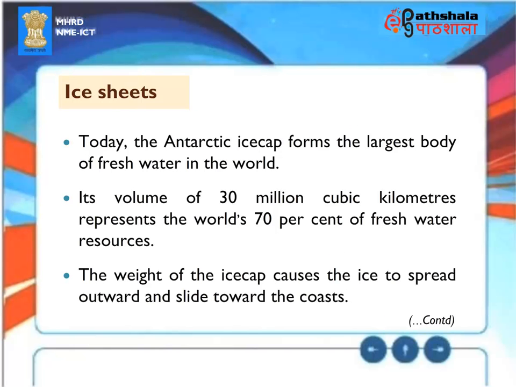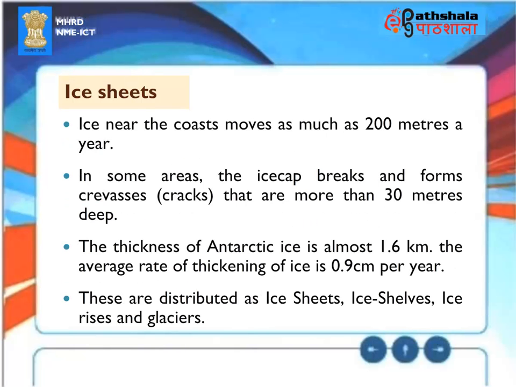Ice sheets. Today, the Antarctic ice cap forms the largest body of fresh water in the world. Its volume of 30 million cubic kilometers represents the world's 70% of freshwater resources. The weight of the ice cap causes the ice to spread outward and slide toward the coasts. Ice near the coasts moves as much as 200 meters a year.